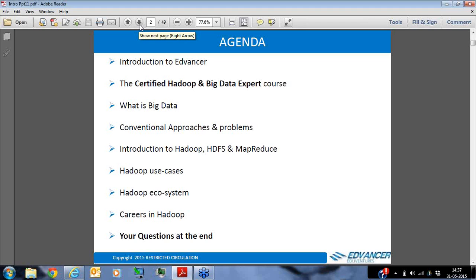And then we'll take you through an introduction to Hadoop, the Hadoop distributed file system, MapReduce. Some of these terms may be alien to you right now, but during the course of this presentation, I believe you will get a very good overview of what exactly it is. We'll then take you through some use cases as to how companies have used or rather implemented Hadoop to prosper and benefit. We'll take you through what exactly is the Hadoop ecosystem, speak about the career path and career options in Hadoop. And finally, at the end of this presentation today, I'll open the floor for questions.